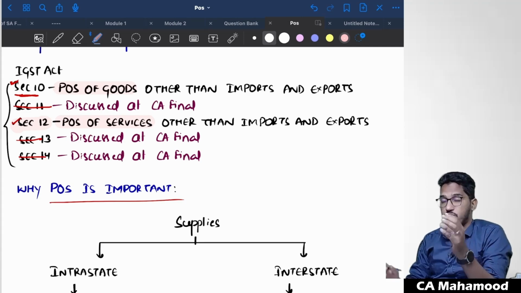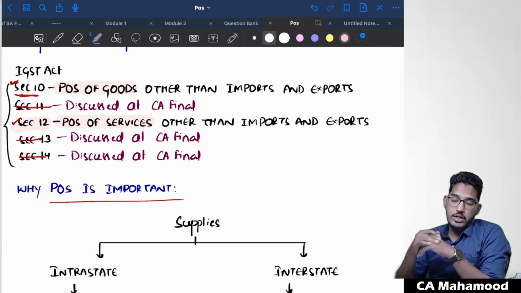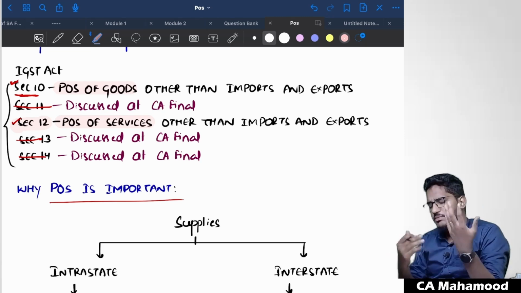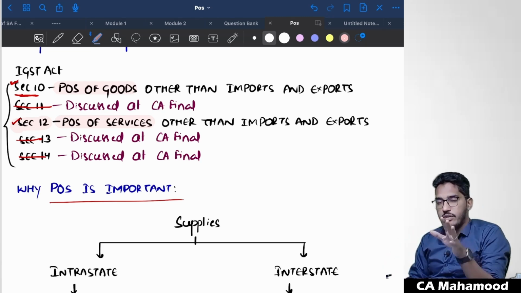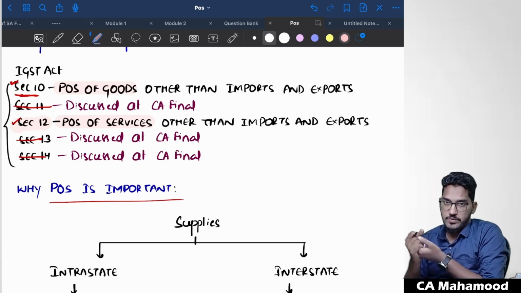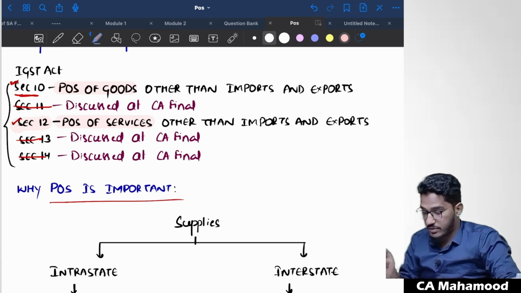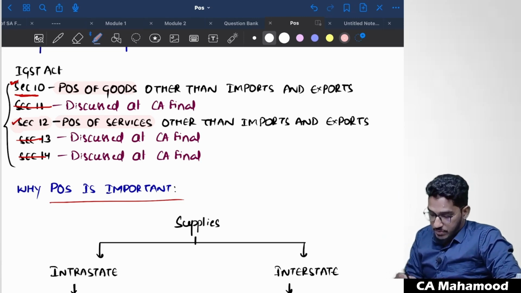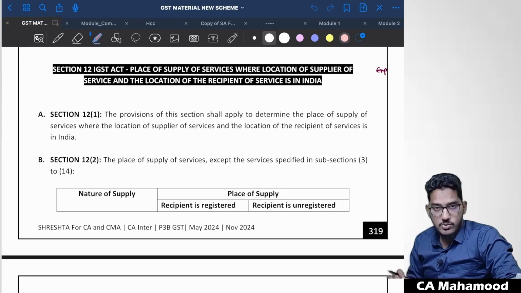Each one is talking about a specific kind of service and how to determine the place of supply. But before we go into that, let us try to understand the structure of section number 12. It's very, very important for us. So let me try to explain how the structure of section number 12 is organized.